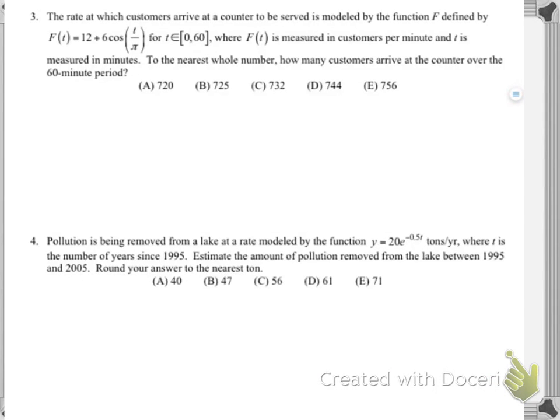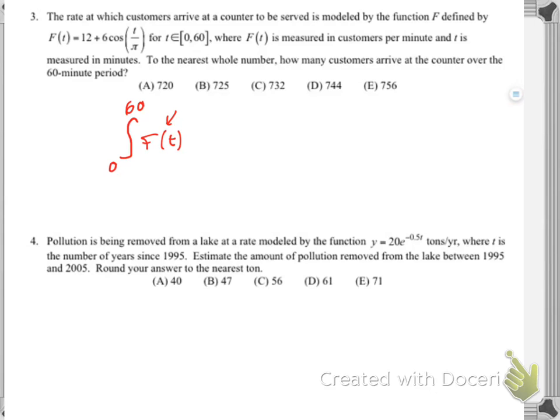Okay, a rate at which customers arrive at a... there we are. I can't read that. I've got a little thing in front of mine. They arrive at this counter to be served. Wouldn't this be awesome to be such a business owner that you model your arrival of customers with an actual function? Imagine that. I bet there's somebody out in this world that's done this.